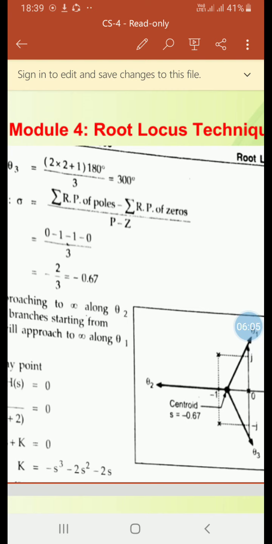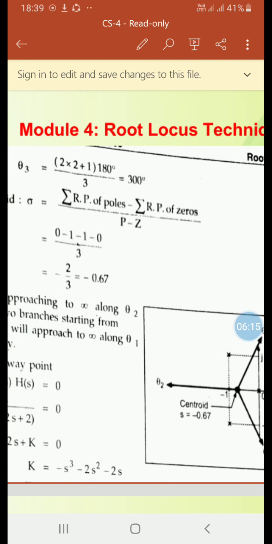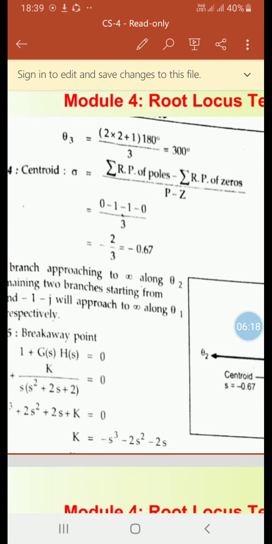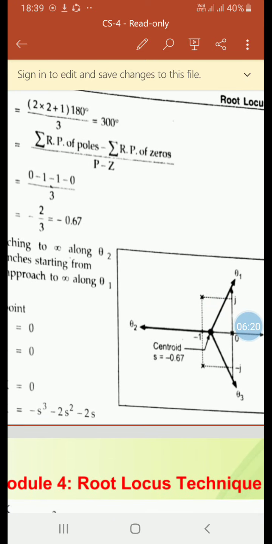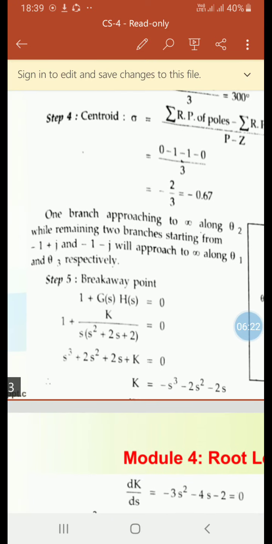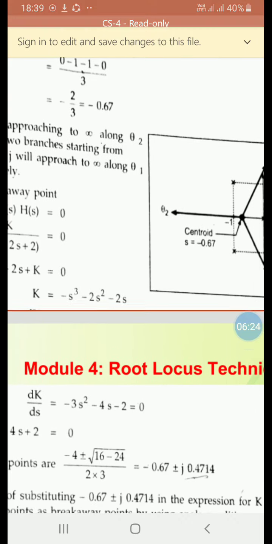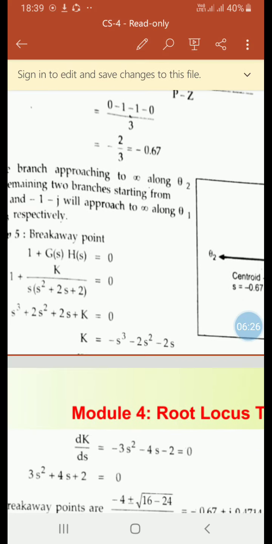Then one branch is approaching infinity at 60 degrees, theta 1, and one branch is approaching along theta 3 with 300 degrees. So minus 1 plus j will go towards infinity along theta 1, and minus 1 minus j will reach infinity along theta 3.